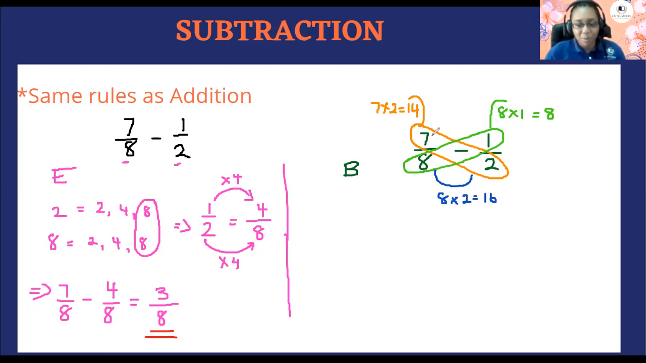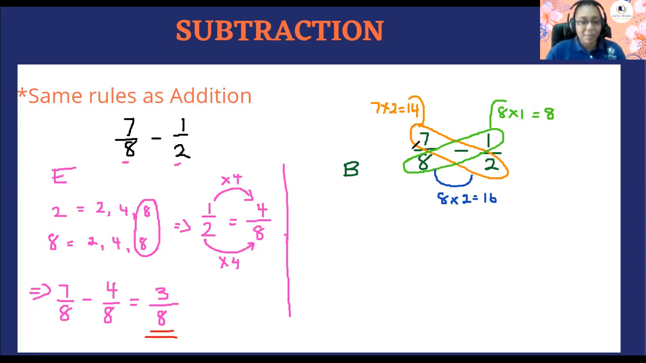Right, so with the butterfly method, one more time, we circle the numerator on the left and the denominator on the right. All right, so you're making a wing there and then you make a little antenna. Those numbers, the numerator and the opposite denominator, you multiply them together and you will get the product, which is 14. Then you multiply the denominator on the left and the numerator on the right. You will get 8 multiplied by 1 and that will give us 8.